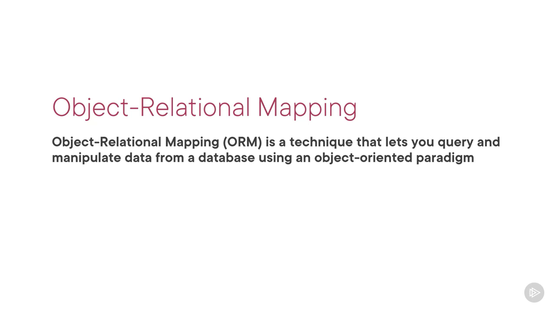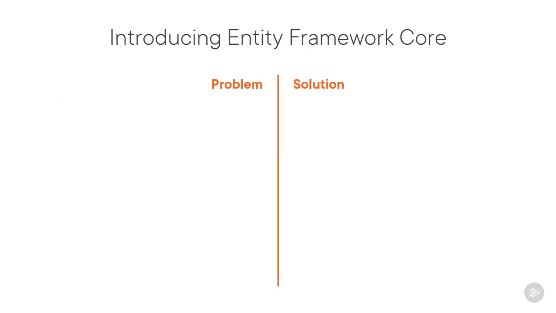Entity Framework Core is an ORM, or Object Relational Mapper. Object Relational Mapping is a technique that lets you query and manipulate data from a database using an object-oriented paradigm. So, in our code, we can work on objects rather than directly writing SQL statements in our code.